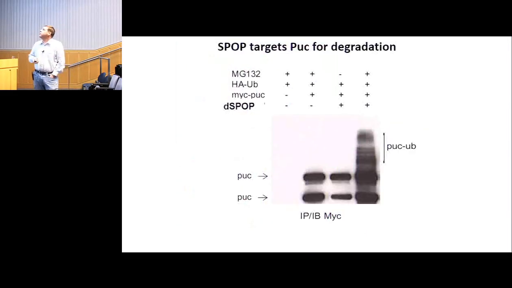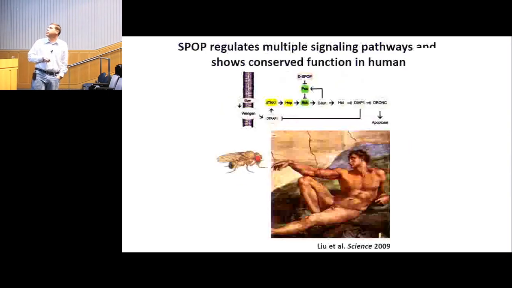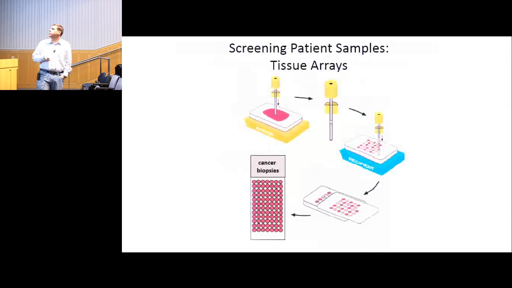And so we tested that. We show that puckered is indeed reduced when you add SPOP at the protein level. It comes in these two isoforms. And when we block degradation, we get hyperubiquitylation of puckered. And we show that, I'm not going to go into the details, but we show that's true in human as well. But how does this relate to cancer?